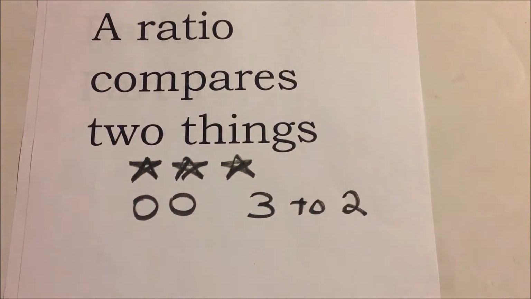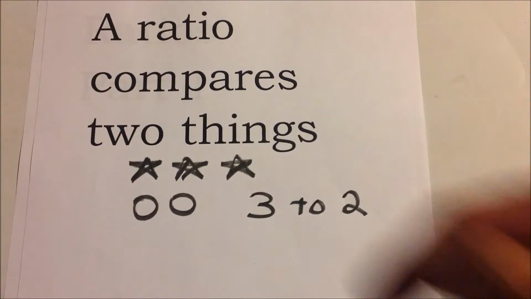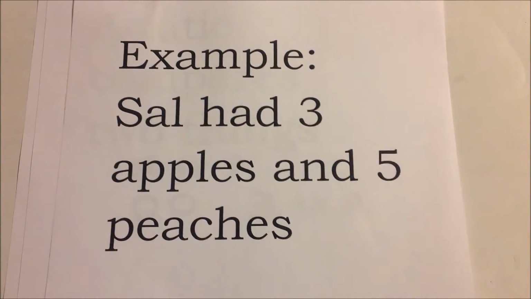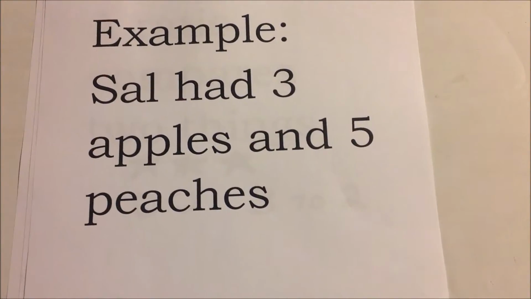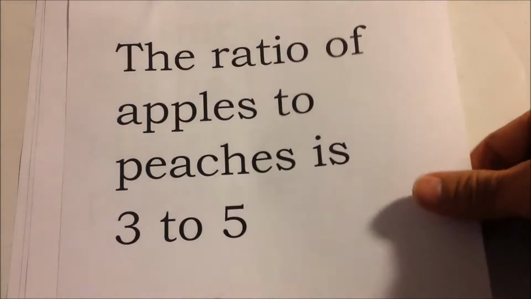And we'll go over more of those. So here's an example. Let's say Sal had 3 apples and 5 peaches. Now if I ask the question, what is the ratio of apples to peaches? Well, there's 3 apples and there's 5 peaches. So the ratio is 3 to 5.